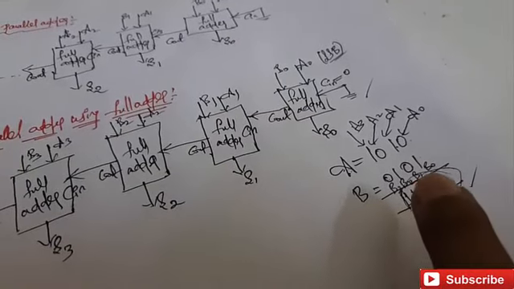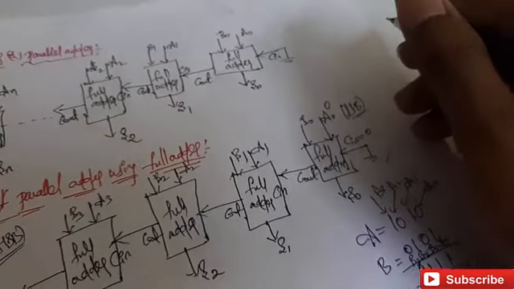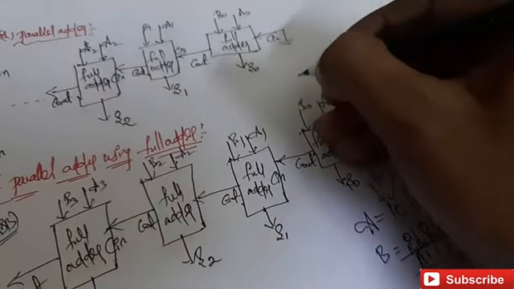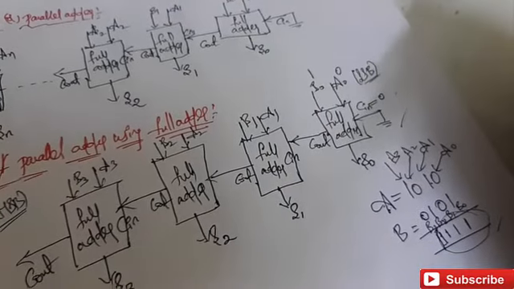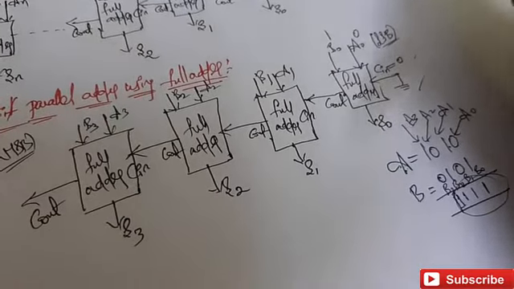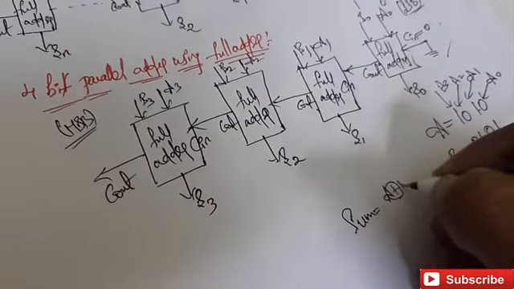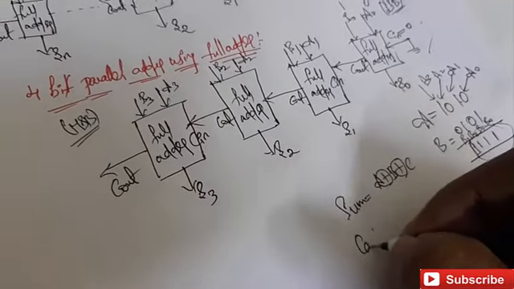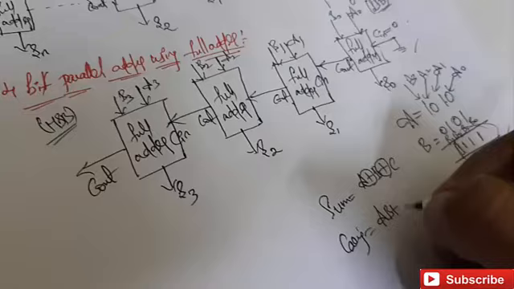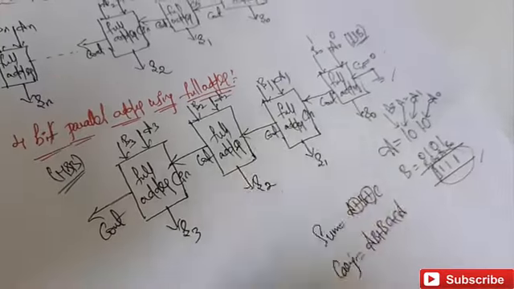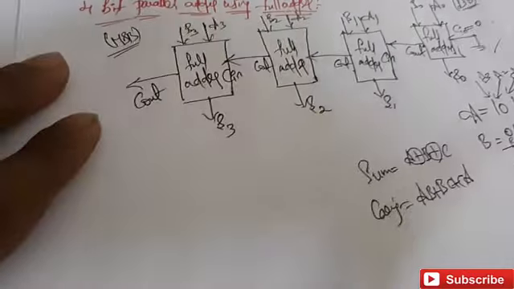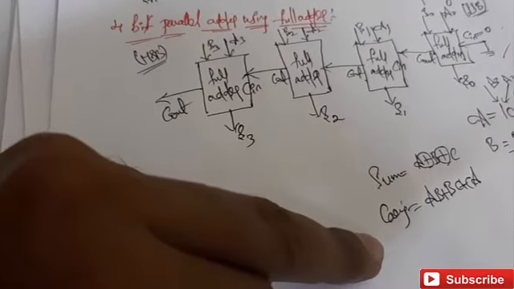Let's see, here you can observe A0 will be taken as 0, and B0 will be 1. C input will be 0. In full adder operation, you will already know that sum will become A XOR B XOR C. Carry means AB plus BC plus CA. This is for the sum and this is for the carry.